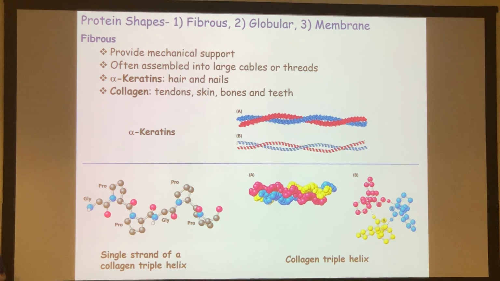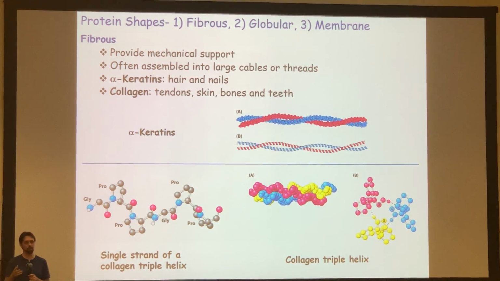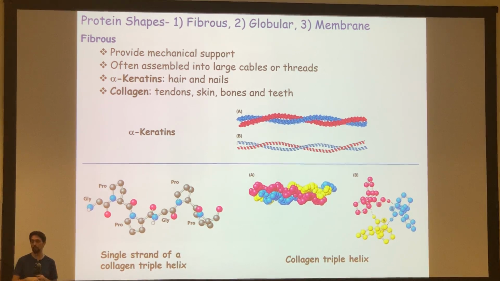And then the third group, I said, globular or fibrous, is the other one. It could have any shape really, but it's not found floating around in cytoplasm. It's not so big that it can't be soluble. It's forming cables. It's found in membranes. So it's kind of an inside-out globular protein.